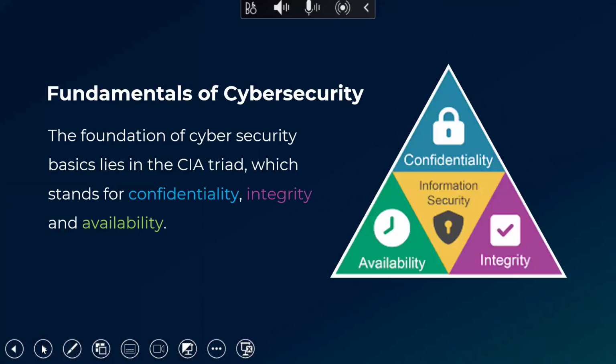So the fundamentals of cybersecurity lie on these three things: confidentiality, availability, and integrity. Confidentiality is all about keeping our information safe from unauthorized people. Integrity is to make sure that this data is not modified or changed. And availability simply means that anytime this information is needed, you can request it.